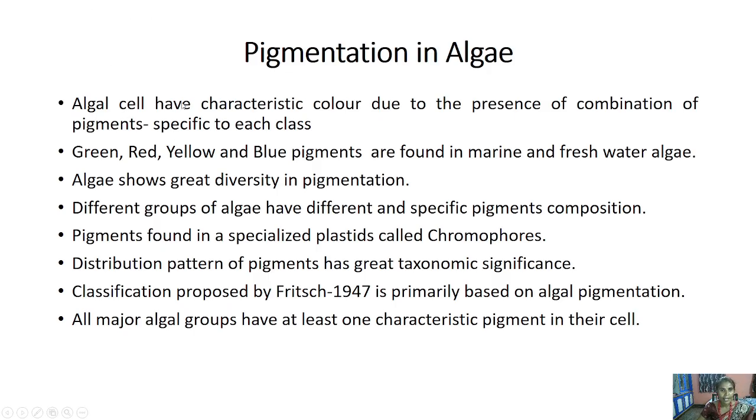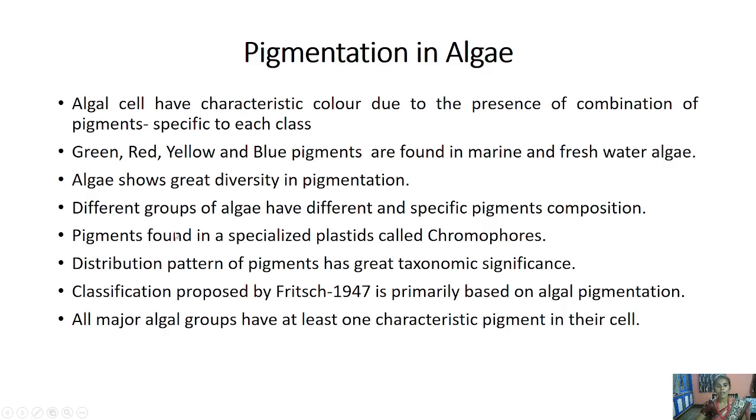Algal cells have characteristic color due to the presence of a combination of various pigments, which are very specific to each class. Based on their color, the algae are generally divided into different classes like green algae, red algae, yellow algae, and blue-green algae, based on the pigments found inside. The algae show great diversity with respect to their pigmentation. Different groups of algae have different and specific pigment composition, which we are going to study in the coming slides.